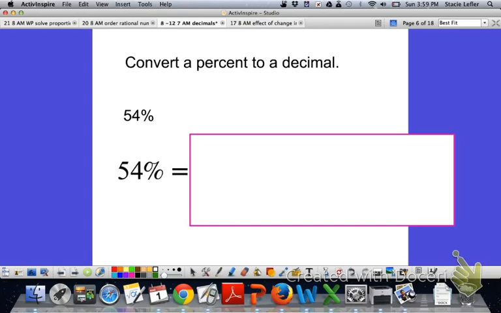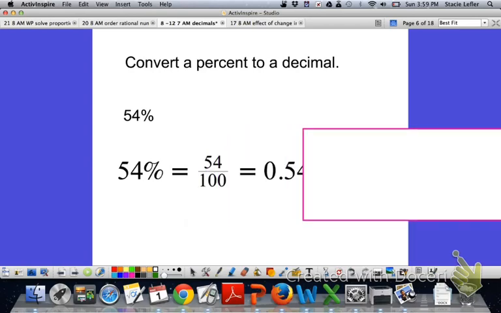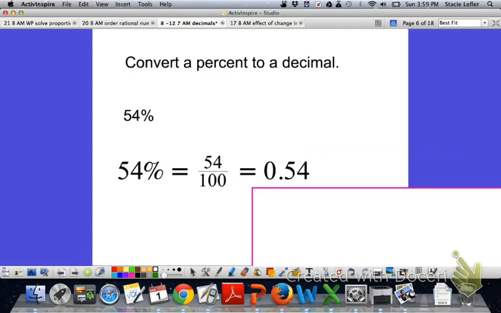So how about now if we move them from percents into decimals? So if it's a percentage, you know you can automatically place it over the denominator 100, since our definition of percent means out of 100. So we have 54 hundredths. And since we just read it, 54 hundredths, there's your decimal.